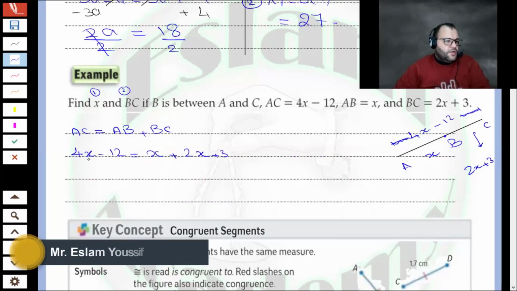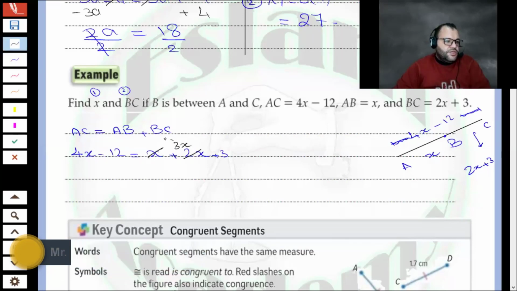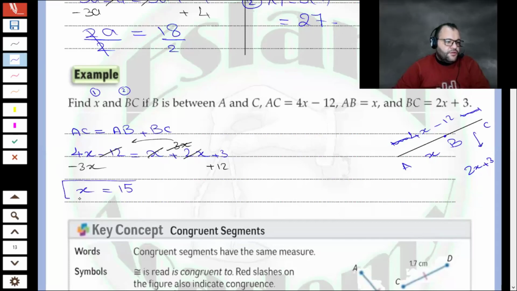Now we shift x to the other side, that would be 3x. 3x shifted to the other side by subtracting 3x would be x. And by adding 12, that means x is equal to 15. That is the required number 1.